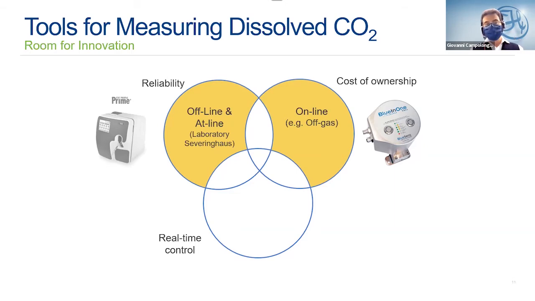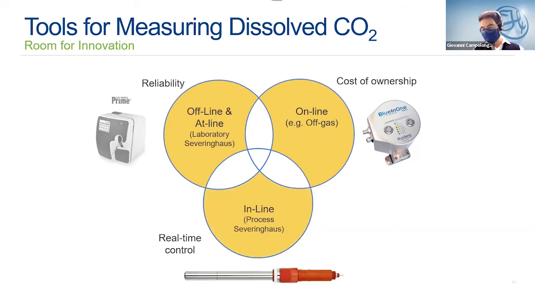But there is also a real-time control, and some of you may have seen it, may have used it. It's possible, or at least before Hamilton launched its product, up to April this year, it was possible to measure dissolved CO2 in line with the Severinghaus technology. And probably you have it, and now we are going to discuss that a little bit more in depth, but we found out that it presents a lot of challenges.